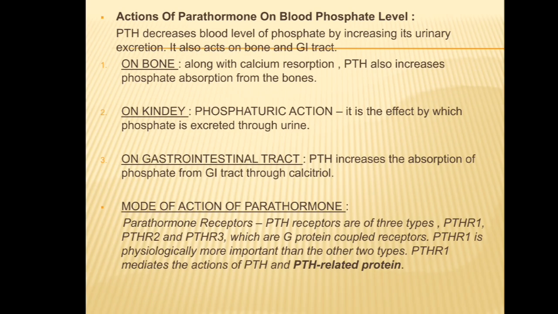It also decreases the phosphate level by increasing its urinary excretion. Along with calcium resorption, parathormone increases phosphate release from the bones. Also in kidneys, there is the phosphaturic action, which is the effect by which phosphate is excreted through urine. In the GI tract, it increases the absorption of phosphate from the calcitriol. And the parathormone receptors are of three types, 1 to 3, which are G protein coupled receptors. One is more physiologically important.